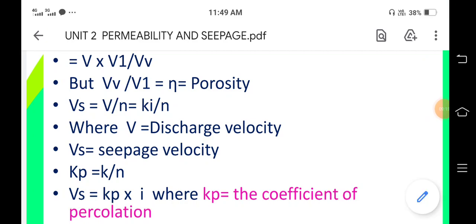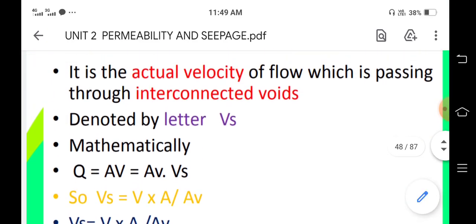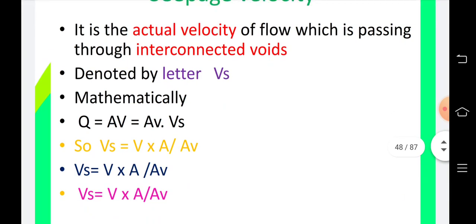Okay, I am explaining once again. So first of all we know that according to the continuity equation, Q equal to A into V, that is area into velocity. So in terms of the seepage velocity, we can write Q as Av into Vs. So Vs equal to V into A upon Av.